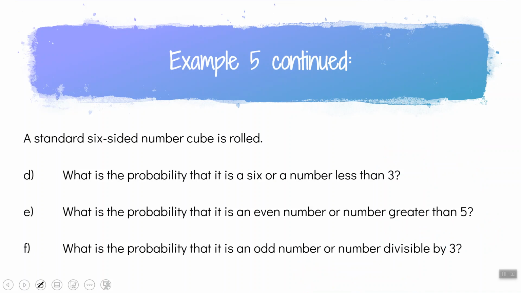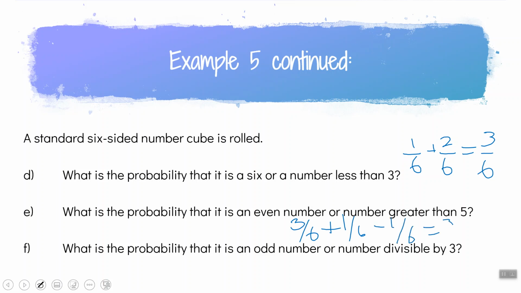The probability that it's a 6 or a number less than 3? 1 out of 6 that it's 6, 2 out of 6 that's less than 3, and there's no overlap. Probability that it's even or a number greater than 5? Well, 3 out of 6 are even. 1 out of 6 is greater than 5, but that 6 is being double counted. So the odds are 3/6 or 1/2.